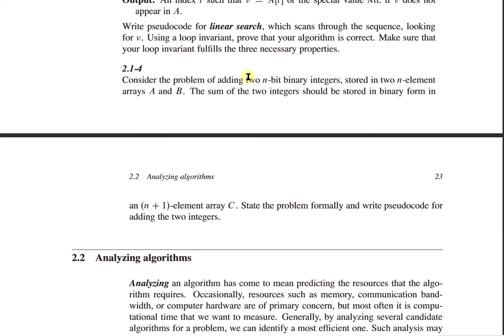Consider the problem of adding two n-bit binary integers stored in two n-element arrays. The sum of the two integers should be stored in binary form. State the problem formally and write the pseudocode. The problem of adding two n-bit integers: we can have the condition that 0 plus 0 equals 0, sum is 0, carry is 0, and 1 plus 1, sum is 0, carry is 1, and we can implement a full adder.